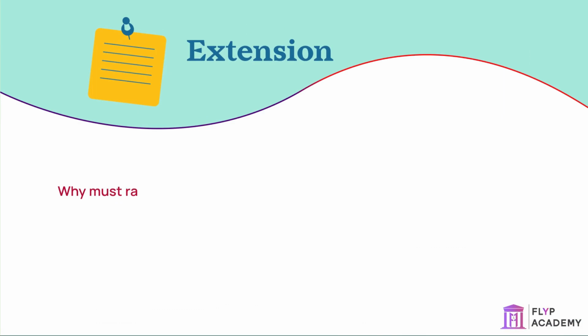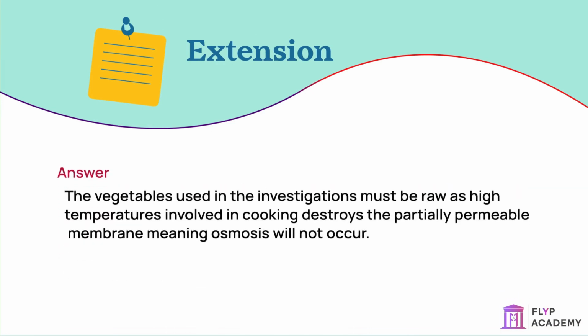Extension: why must raw vegetables be used for osmosis investigations? The vegetables used in the investigations must be raw, as high temperatures involved in cooking destroy the partially permeable membrane, meaning osmosis will not occur.